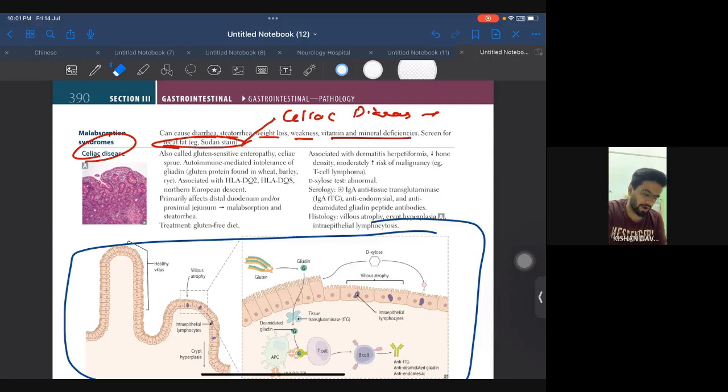Okay, then they will give you how it can be screened. So the answer will be Sudan stain screening. Okay, here you will be screening for the fat. So you will do it with Sudan stain screening.